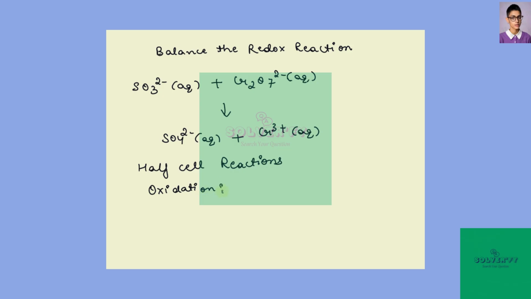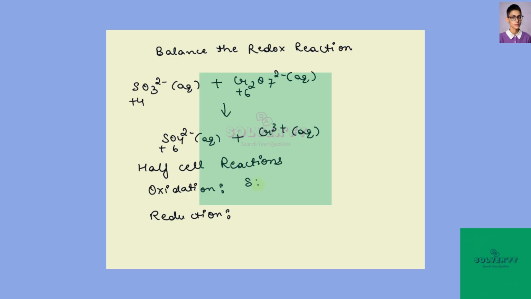Generally oxidation is observed when there is an increase in the oxidation state, and reduction is observed when there is a decrease in the oxidation state. Now in this, on the reactant side, the sulfur has the +4 oxidation state, and here the sulfur has the +6 oxidation state. Here chromium has the +6 oxidation state, and here chromium has the +3 oxidation state.